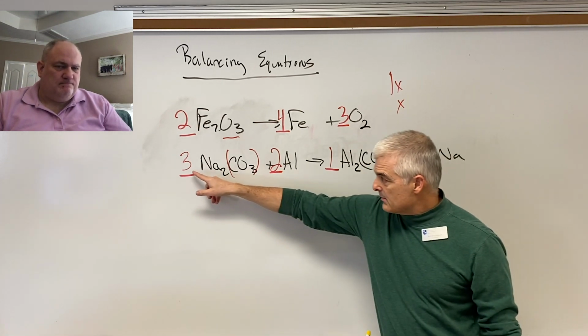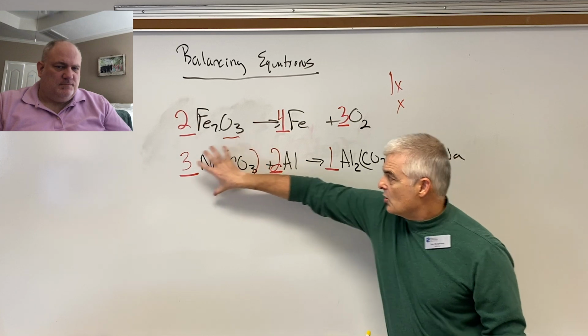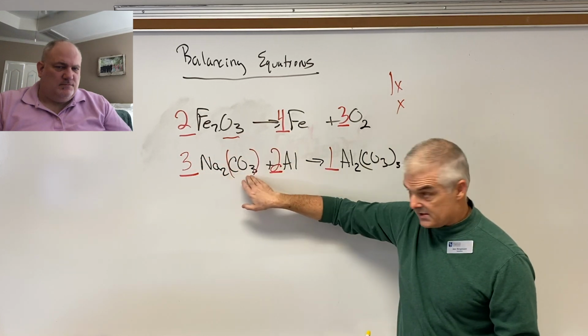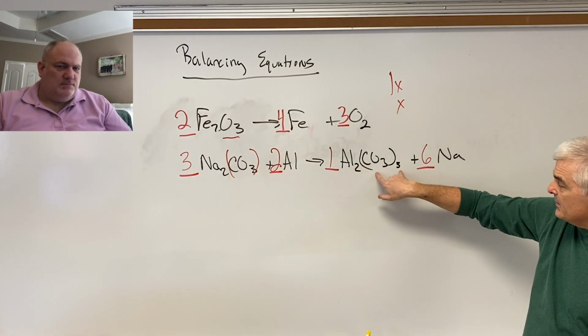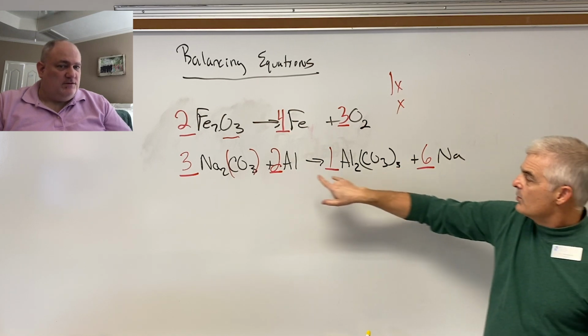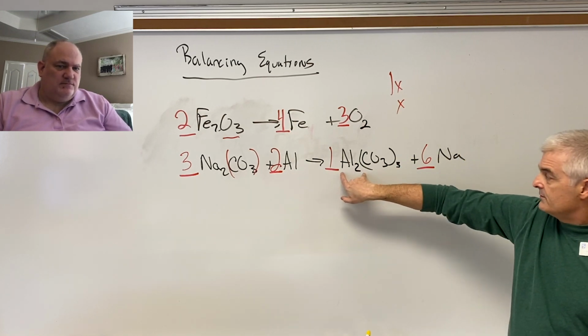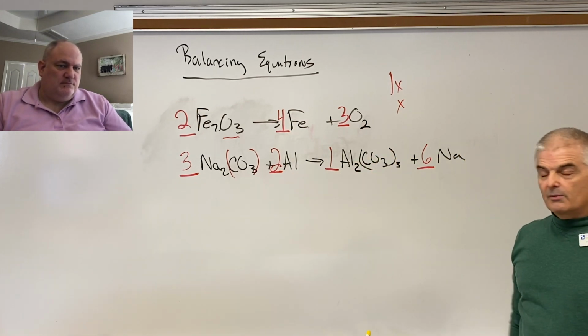How many carbonates? Now remember, this 3 multiplies this whole thing by 3. So there are 3 CO3s. We jump over here. How many CO3s do we have? 3. We have 2 ALs here. We have 2 ALs here. Star, we got it.